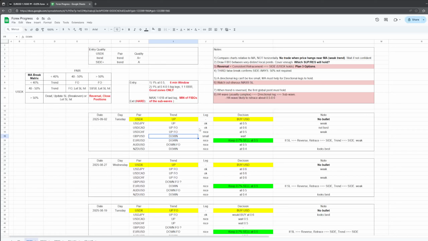So let's write it down. Euro USD trend is down. I have all of my existing positions on Euro USD, but market is demonstrating the weak trend.